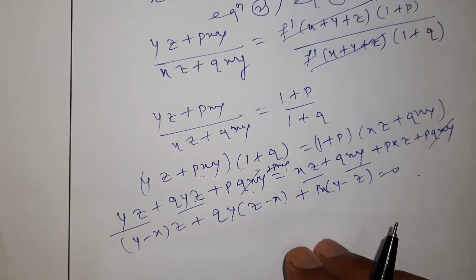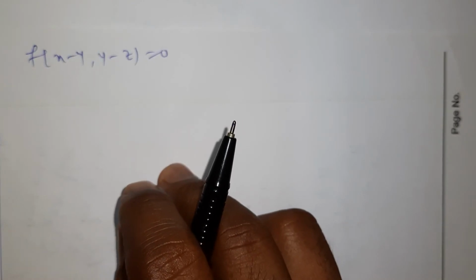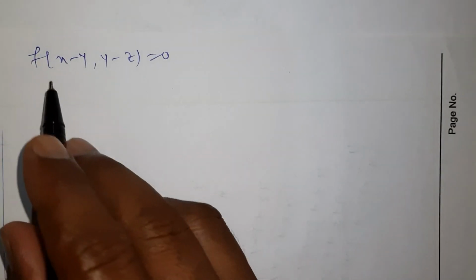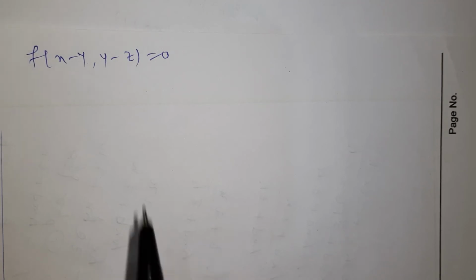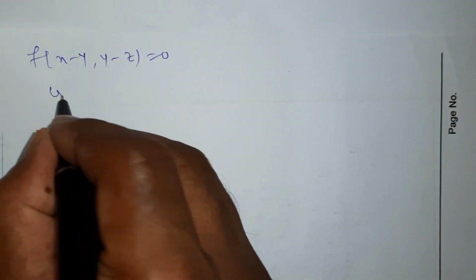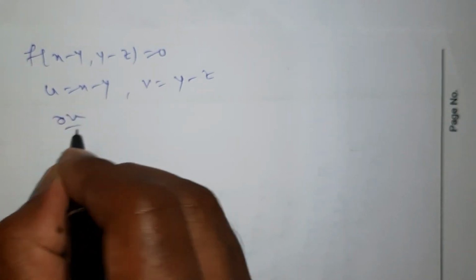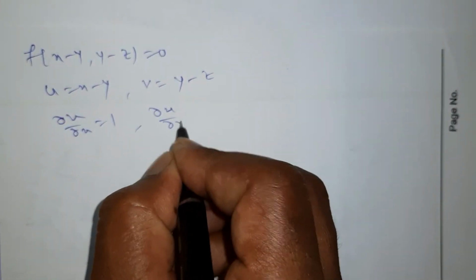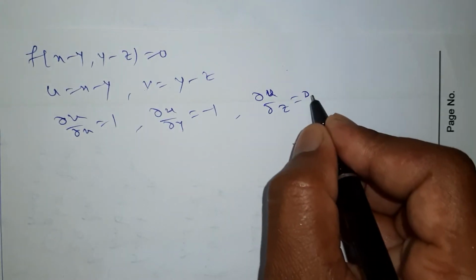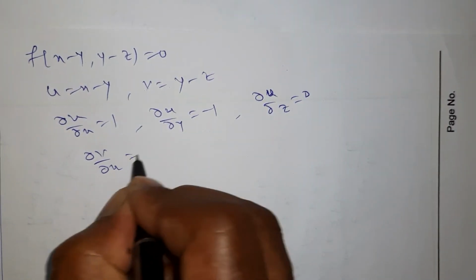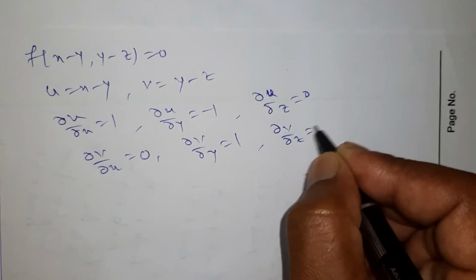Okay. Now take the next example. If there is any error in the calculation, you can complete it and reply to me with the correct answer. Now here, f of (x minus y, y minus z) equal to 0. This is the solution given and we have to form a partial differential equation. So let's do it. First, call this as u. So u is equal to x minus y, v is equal to y minus z. Now find the derivatives. Dou u by dou x is 1, dou u by dou y is minus 1, dou u by dou z is 0. There is no z. Next, dou v by dou x is 0, dou v by dou y is 1 and dou v by dou z is minus 1.